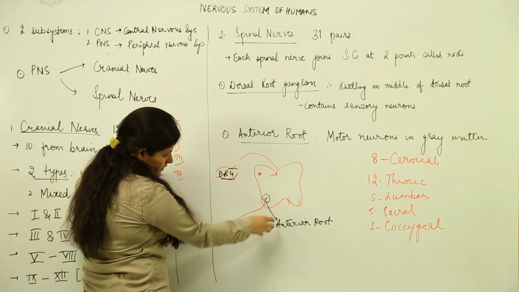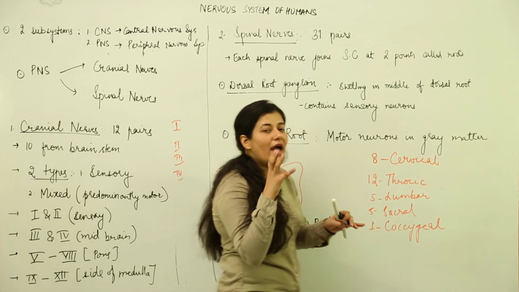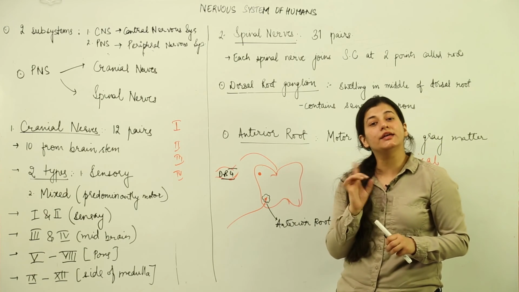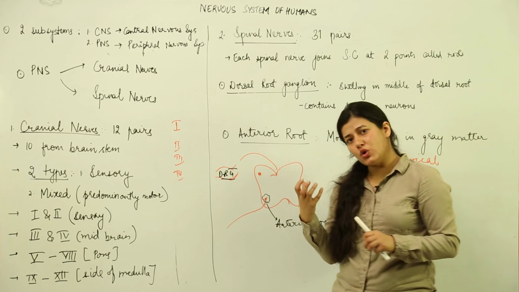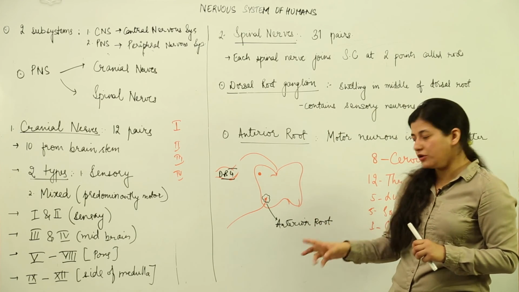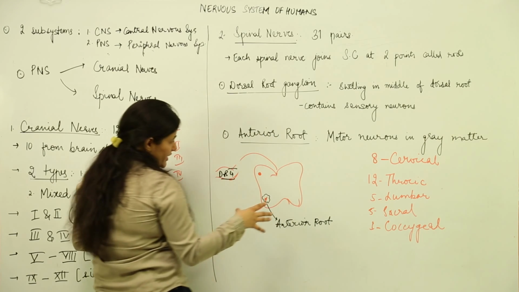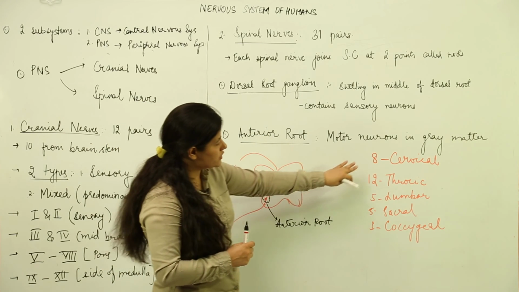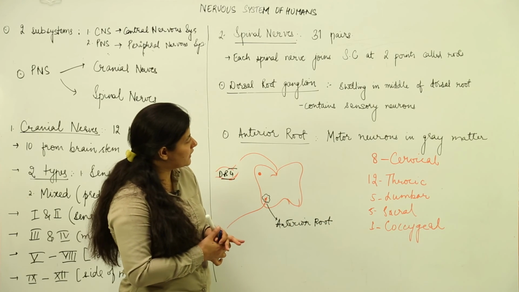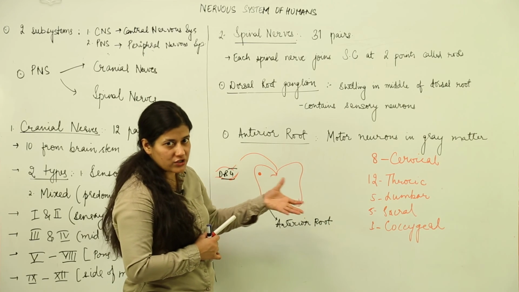The motor part, the lower side, has the anterior root which has the motor neurons, and there is no ganglion on it. There is a dorsal root ganglion and there is no anterior ganglion, no ventral ganglion either. So basically we have only one ganglion and one root inside the spinal nerves, and apart from that, what is to be learnt is that there are 31 pairs, and they are named according to the vertebrae from which they arise.